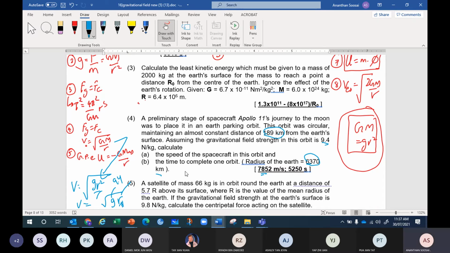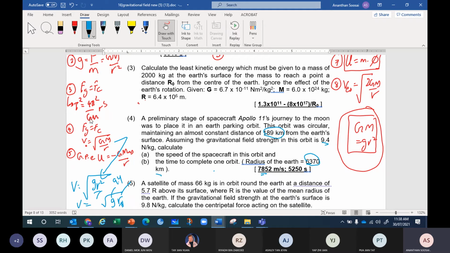Okay, 4B. The time to complete one orbit. What is the time taken for this spacecraft to make one orbit? One complete orbit. So it's the period, right? Which formula to be used? Of course, the only period formula is this equation. T squared equals... is it enough information to find the period?